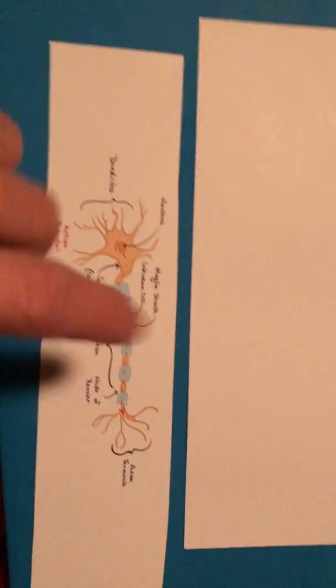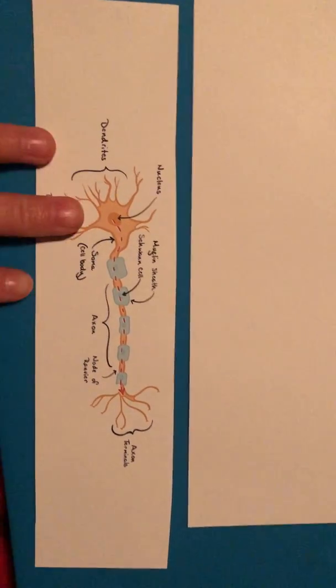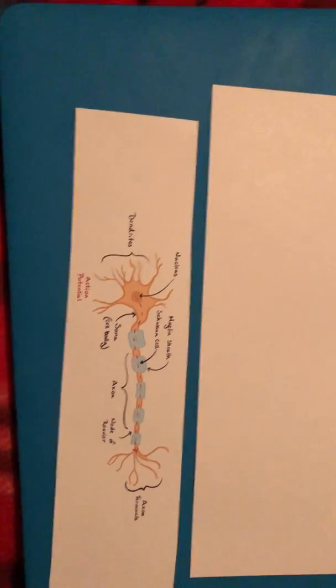Hey guys, so I'm here to do local, resting, and action potential. Sorry, there's a cat in the way. So here is a neuron. This is at its resting state. It's just sitting here, not doing anything. I have some key points about it too. Sorry, that was kind of vague.